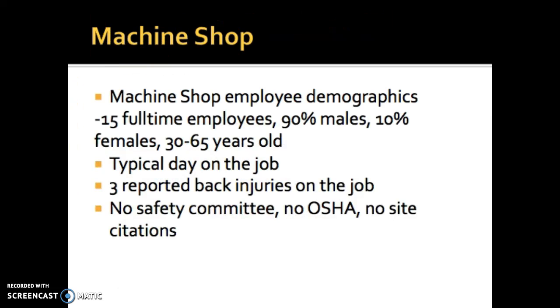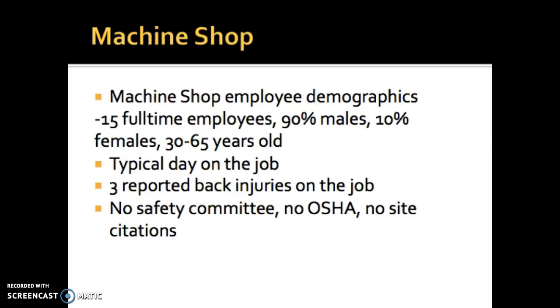Now, moving on to some basic background information in regards to the machine shop. The machine shop is located on the University of New England's campus and employs about 15 full-time employees. 90% of these employees are reported to be males and 10% are females. All employees are between the ages of 30 and 65 years old who work between 6 a.m. to 3 p.m. and are given an hour break for lunch and two 15-minute breaks throughout the day.